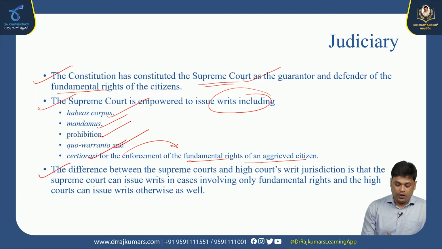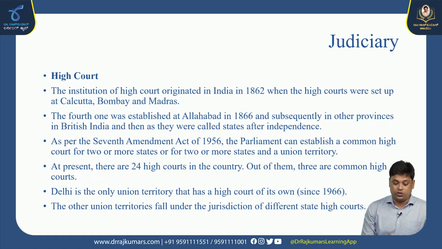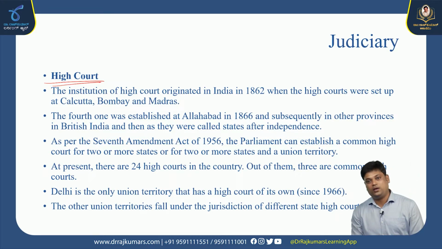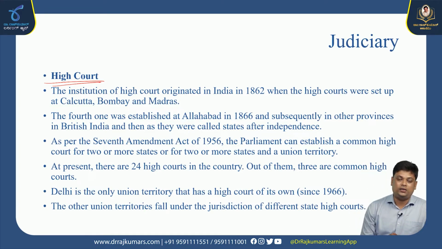criteria. The difference between Supreme Court and High Court jurisdiction is that the Supreme Court can issue writs only in cases involving fundamental rights, while High Courts can issue writs otherwise as well, not only for fundamental rights but in other matters too, which comes under writ jurisdiction. Appellate jurisdiction simply means that when a verdict is given by the High Court, the appeal will go to the Supreme Court. So all these details come under the Supreme Court of India.